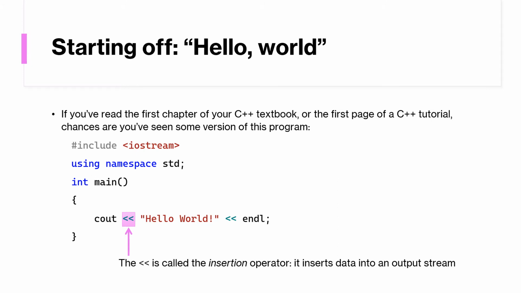Okay, and finally, what about this little less than sign? The less than is called the insertion operator. It inserts data into an output stream. Some people also call it the output operator. So what this says is we're taking the text hello world and we're inserting it into the output stream console output.